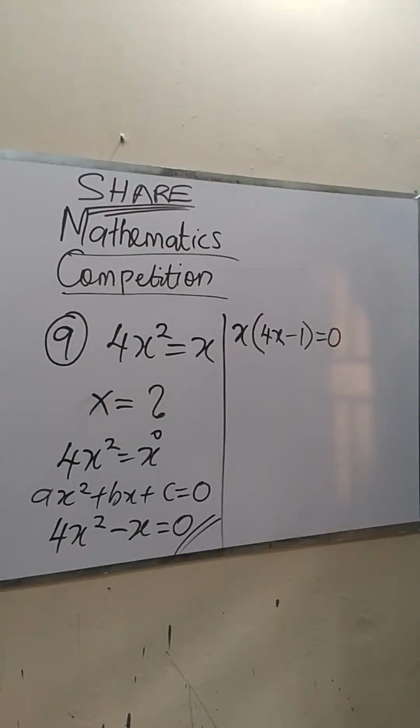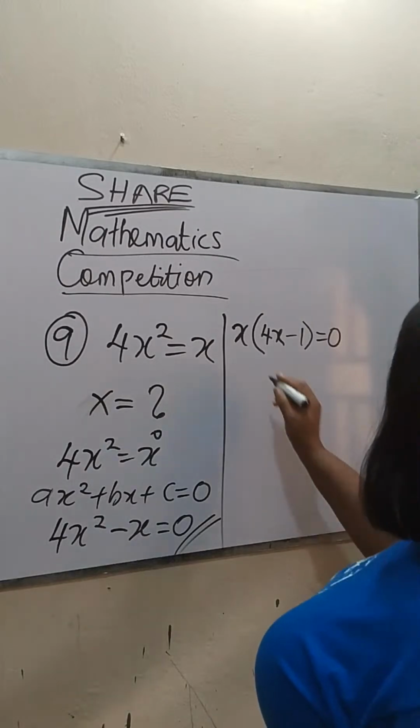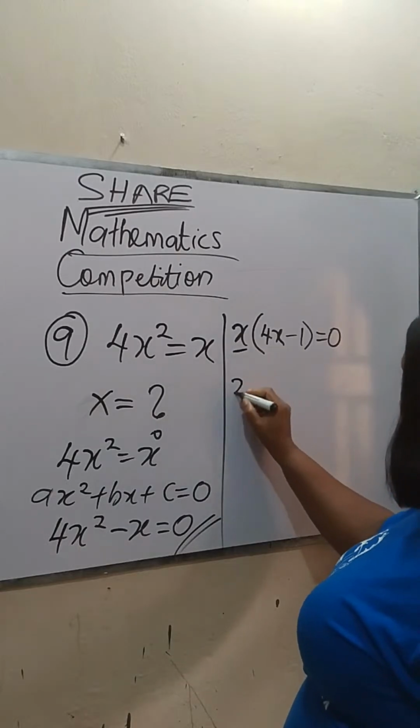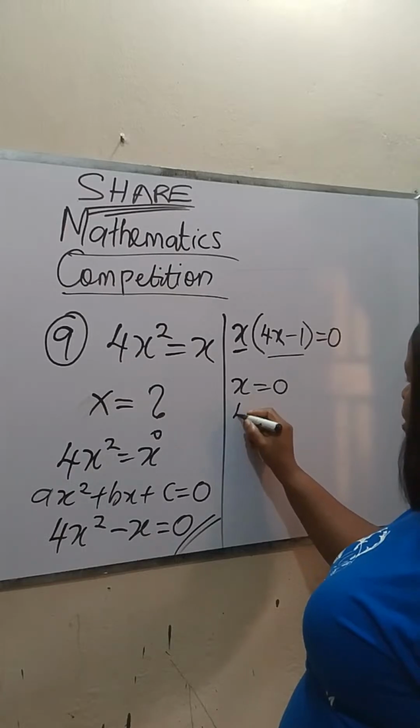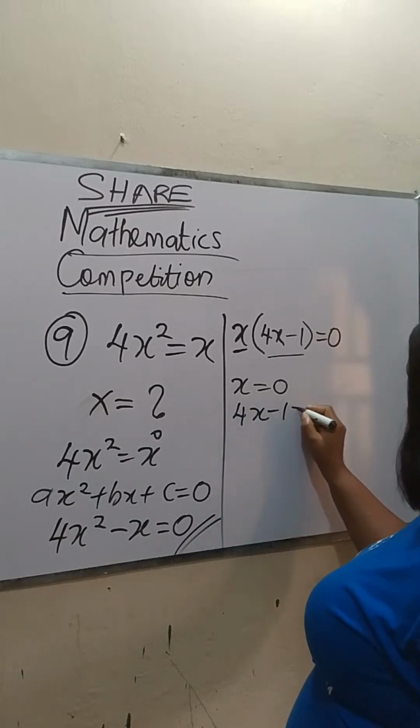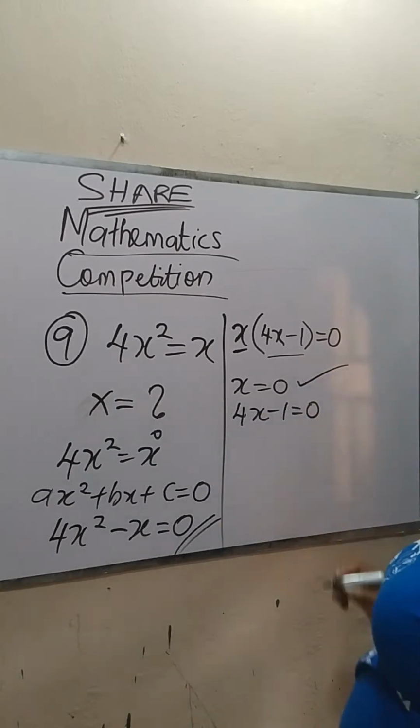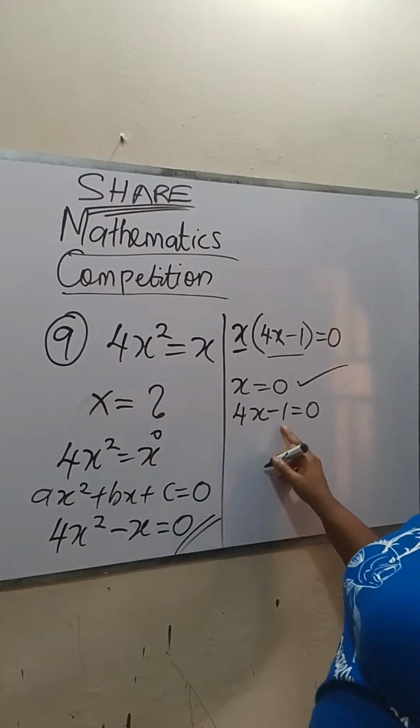Can you see that? Then the next thing we are going to do is equate each of them to 0. If we equate x to 0, we have x equal to 0. And equating 4x minus 1 to 0, we have 4x minus 1 is equal to 0. Now, this is a solution already. We are going to solve here to get the next solution.